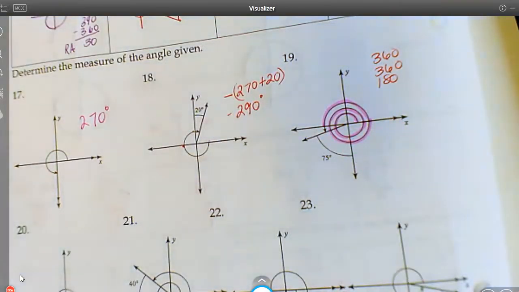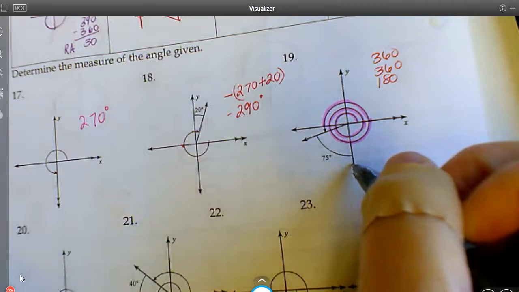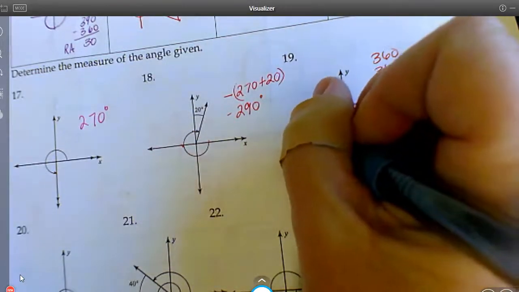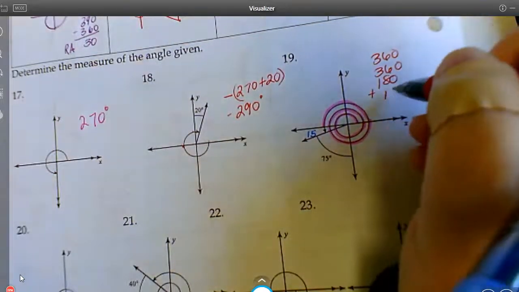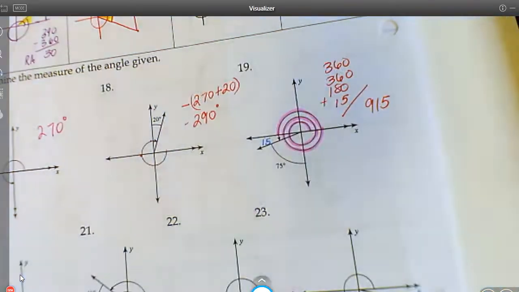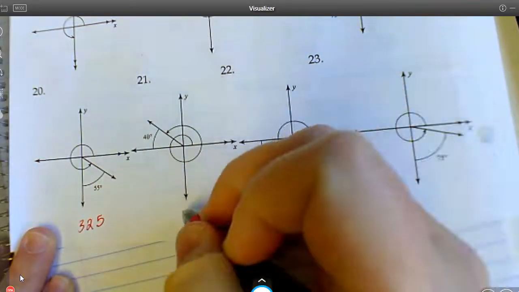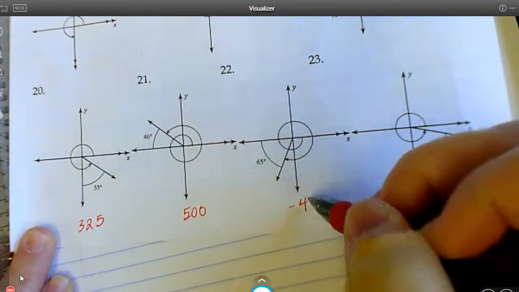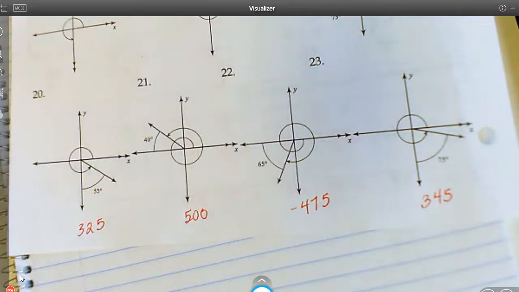How am I going to figure out that little bit more? So I can see that this part's 75, but I know this whole part from here to here is 90. So I'm going to do 90 minus 75 and get 15 for that little bitty part. So then I'll add 15 to that. And I get 915. So you should get 325, 500, negative 475, and 345 for those answers. Anybody need me to do any of them?